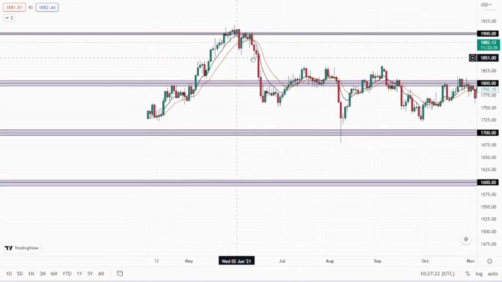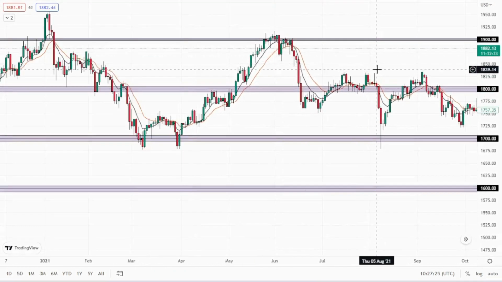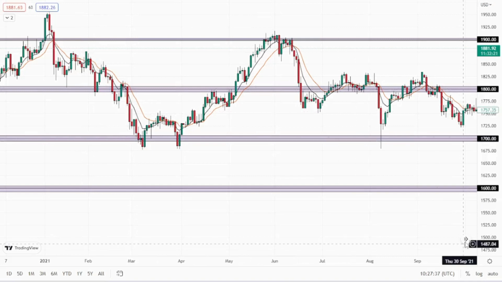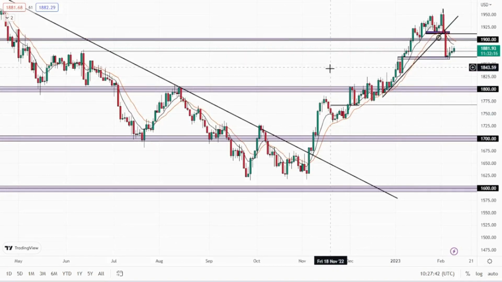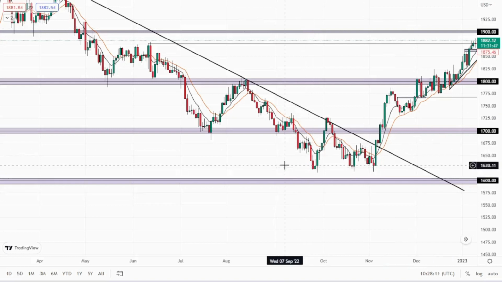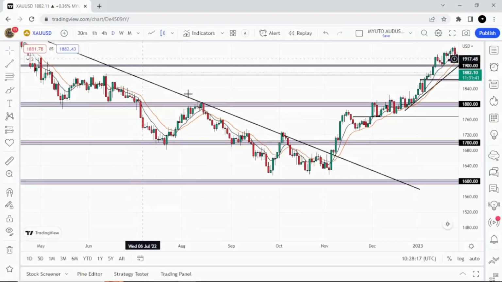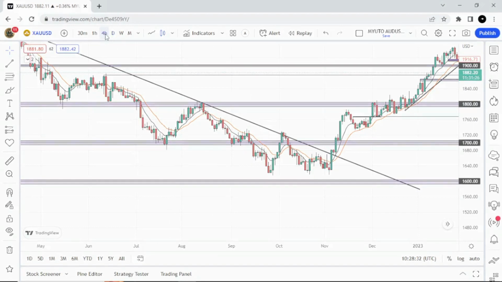So we can go on and on and on. These key levels continue to be valid. March 2021, 1700 was valid. February 2021, 1800 was valid, and it continues to be valid. Major key levels are found on higher time frames. So as you can see, this is the daily, and these key levels are very, very much accurate on the higher time frame. So let's go down to the 4-hour time frame.